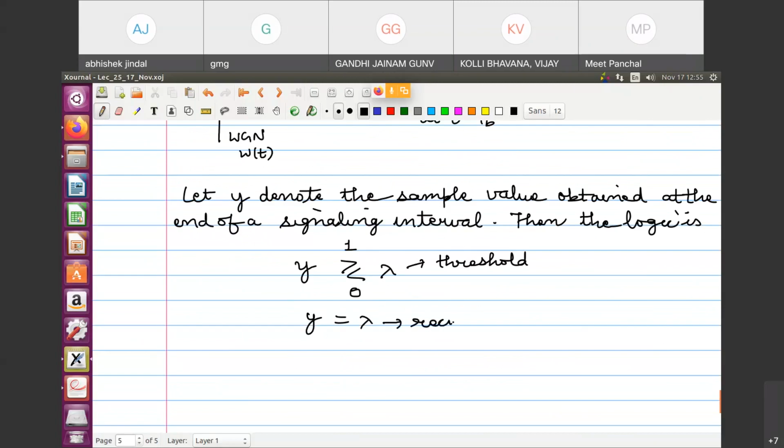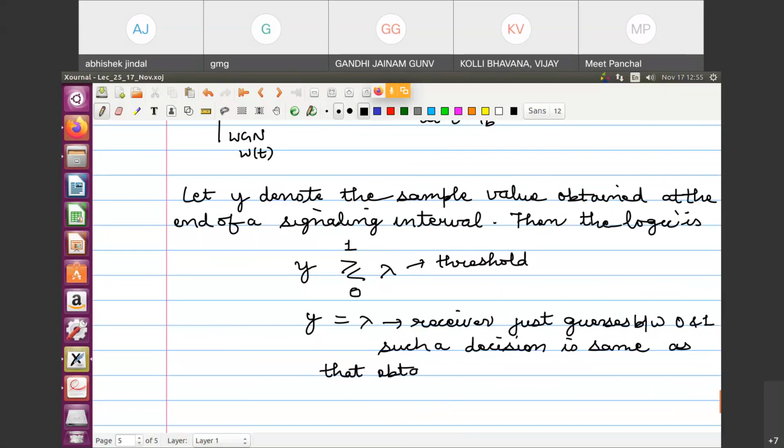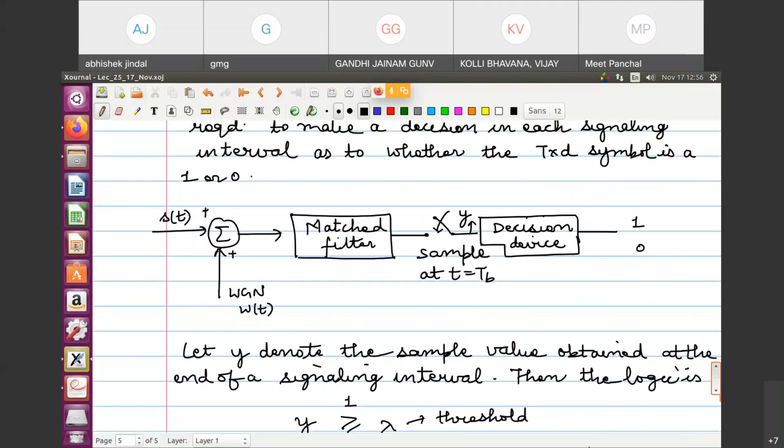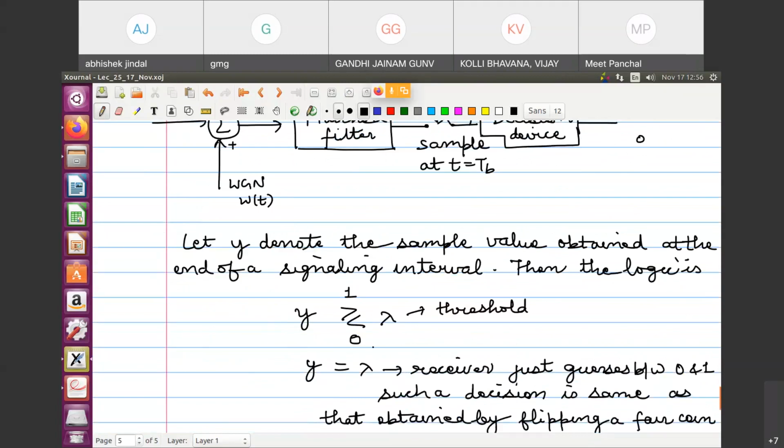If it is equal, then the receiver just guesses between 0 and 1. Okay, such a decision is the same as that obtained by tossing a fair coin. Now what it means is, fine, if it is strictly greater than lambda we said it will be 1, if strictly smaller than lambda we said it will be 0.